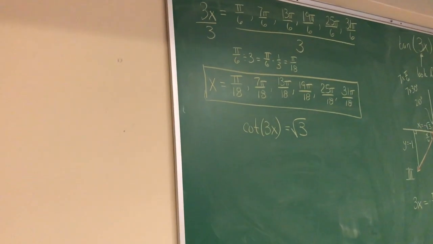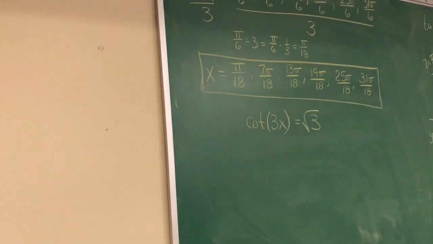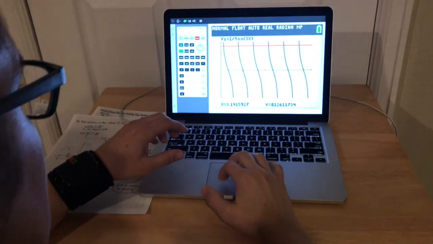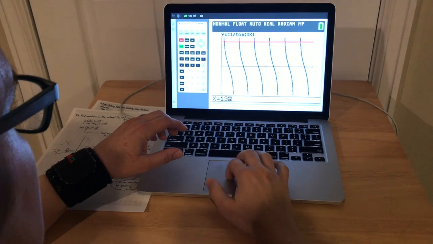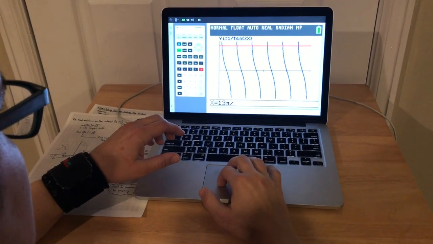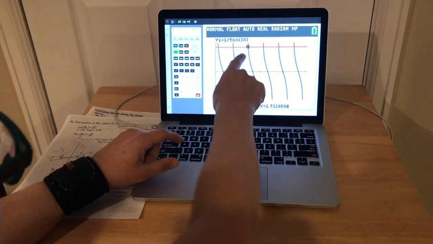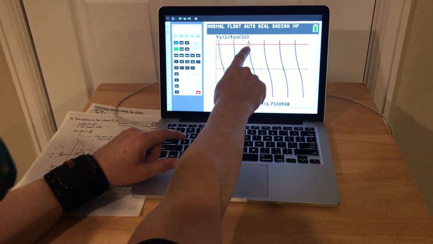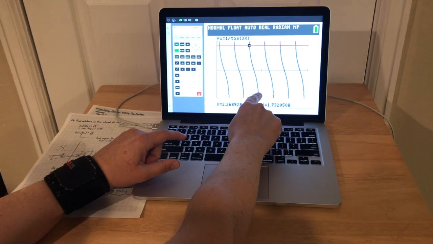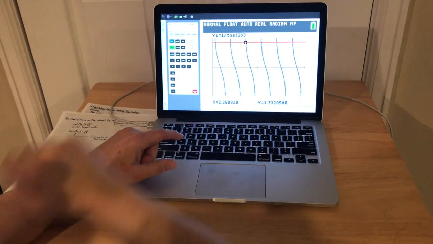And if I pick, just for the sake of an example, one of those solutions up there, maybe the third one, how about 13 pi over 18? And I hit trace and type in 13 pi divided by 18, and I hit enter, I can see that that's the x value where our cotangent branch crosses square root of 3.